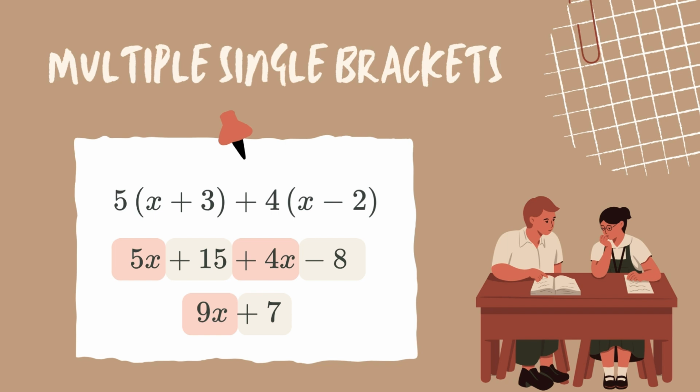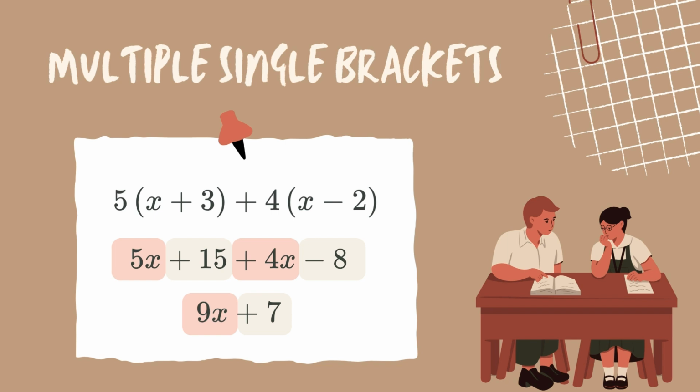So the 5 will be used to multiply the x plus 3 alone, while the 4 will be used to multiply the x minus 2. So let us go ahead and solve that. 5 multiplied by x will give us 5x. 5 multiplied by 3 will give us 15. 4 multiplied by x will give us 4x. And 4 multiplied by minus 2 will give us minus 8.